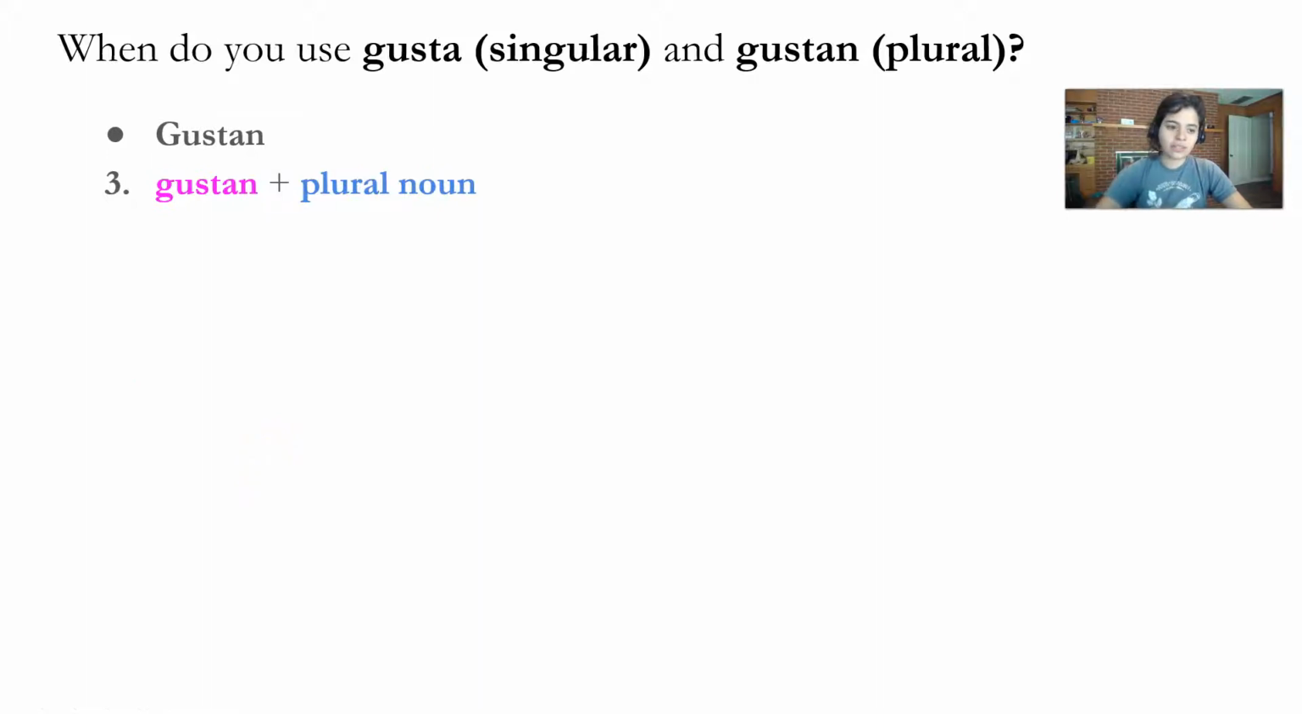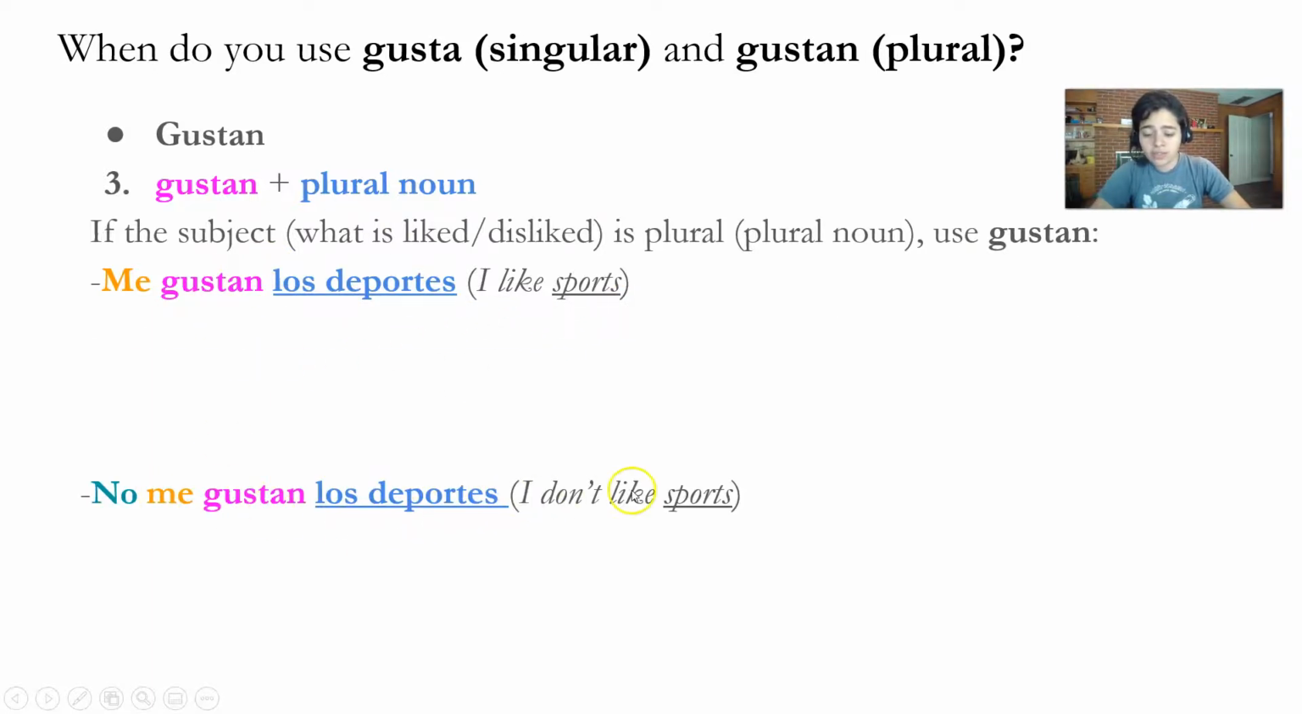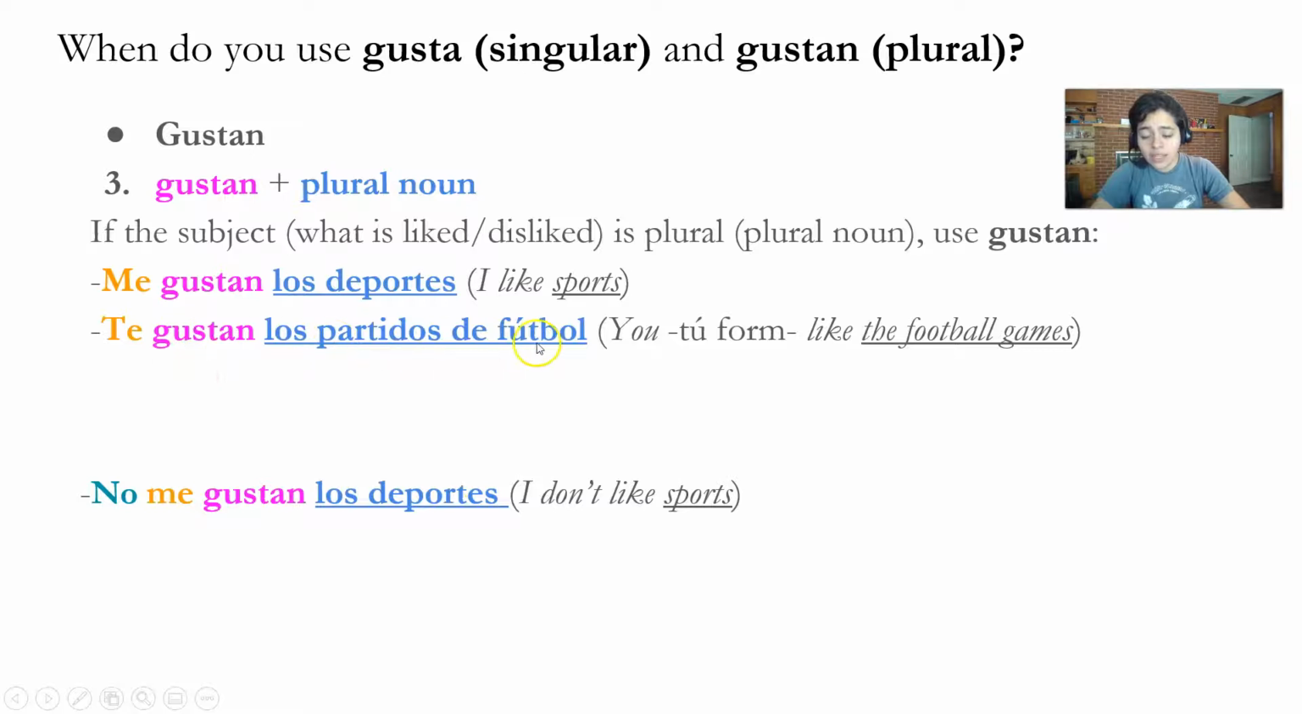So as you must have already thought about, you use gustan in the plural when you have a plural noun. So if the subject, what is liked or disliked, is plural, it's a plural noun, you have to use gustan. Me gustan los deportes. Los deportes is plural. I like sports. No me gustan los deportes. ¿Te gustan los partidos de fútbol? Los partidos de fútbol, the football games, is plural, so gustan.